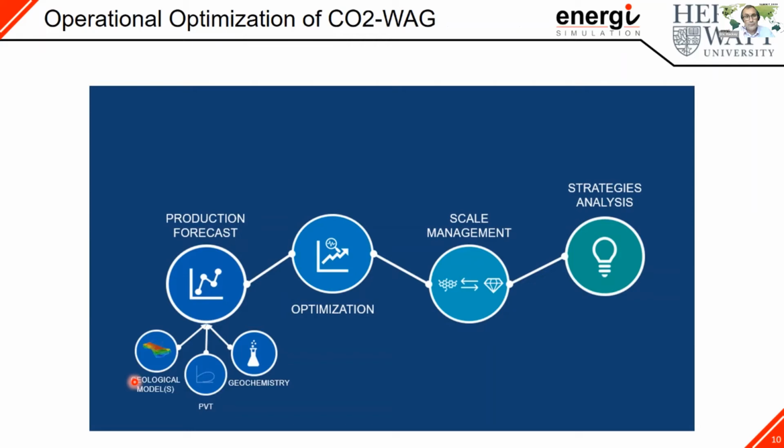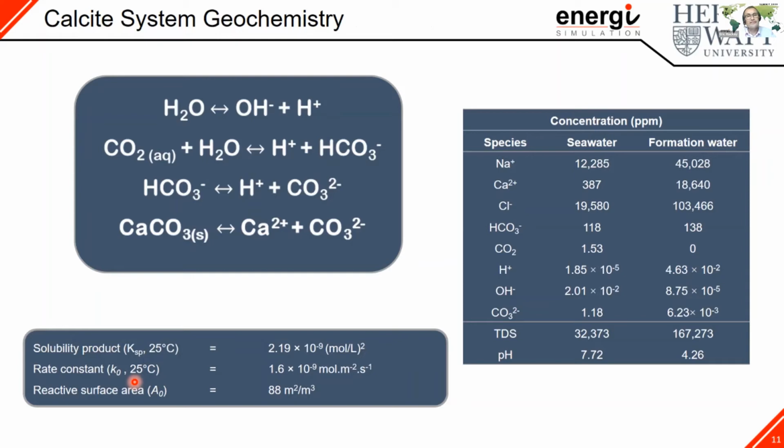As part of the forecasting process, we have to have geological models, we have to have fluid properties, including any geochemical reactions that can take place. We're going to be looking here exclusively at the carbonate system. So these are the data pertinent for the aqueous and mineral reactions for the carbonate system, and the initial formation and injection brine compositions. And obviously we'll be paying particular attention to components such as calcium, bicarbonate, the CO2 and the pH.